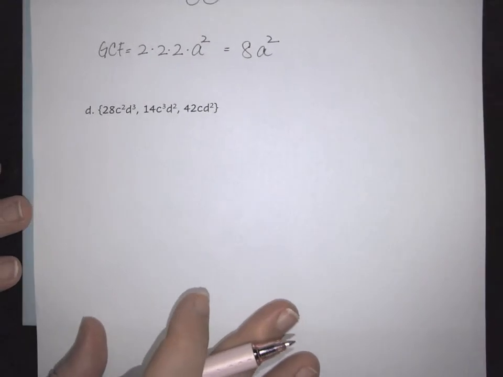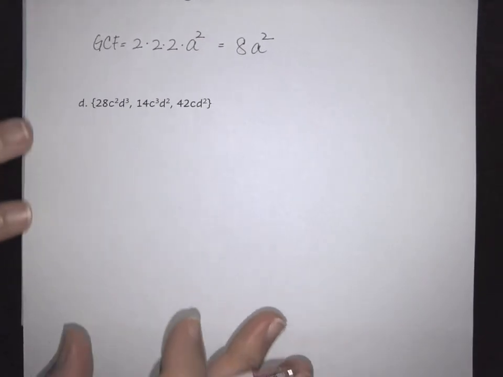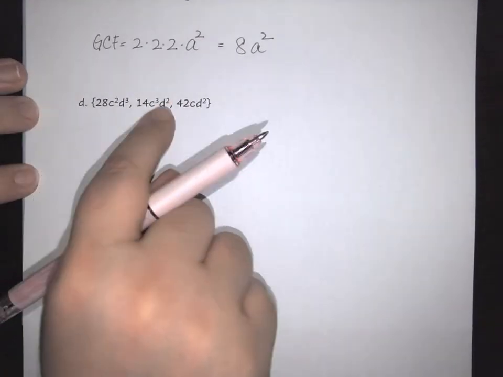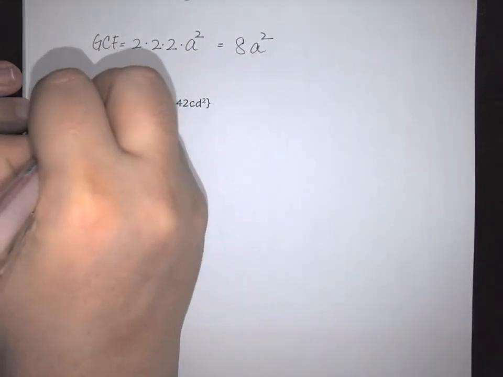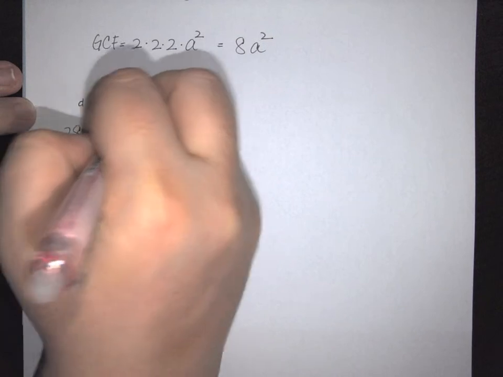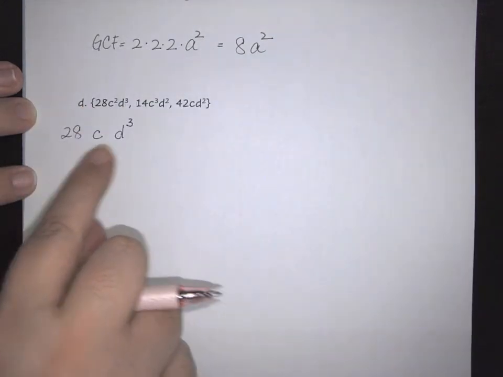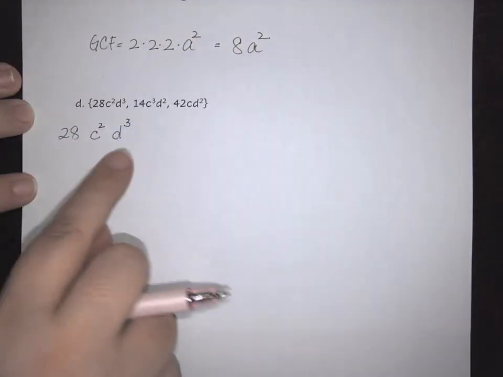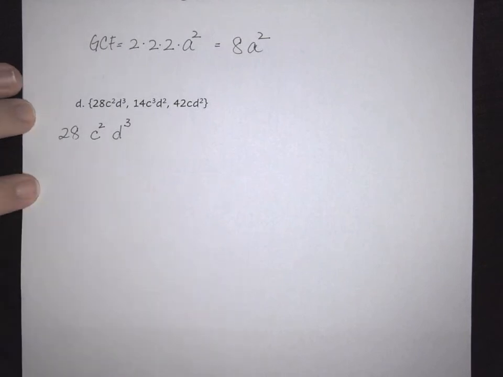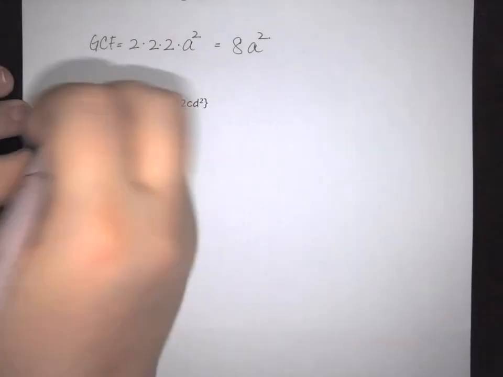Alright, so let's do one last one that's slightly more complicated. Notice I have two variables in each one. So let's start again. I've got 28c squared d cubed. Now notice I kind of gave myself a tiny bit of space between them. That's going to help keep your factorization a little bit separate so it's not quite so cluttered.